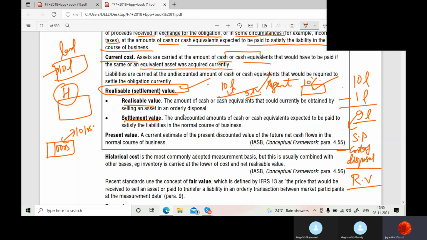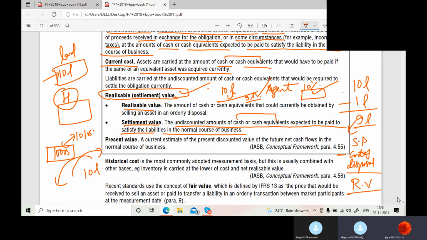Now settlement value. The undiscounted amounts of cash or cash equivalents expected to be paid to satisfy the liabilities in the normal course of business. What do you mean by this? Undiscounted amounts. See, discounted amounts are nothing but the present value of whatever I am going to pay in the future. Undiscounted amounts is nothing but I have not done the discounting. So whatever I am going to pay in the future, that is my settlement value. Nothing but 10 lakh is my liability, boss.